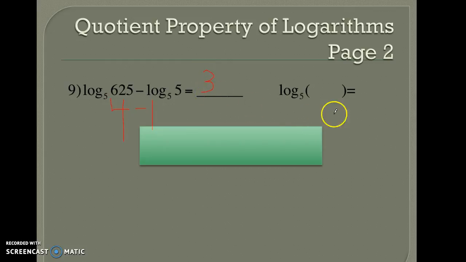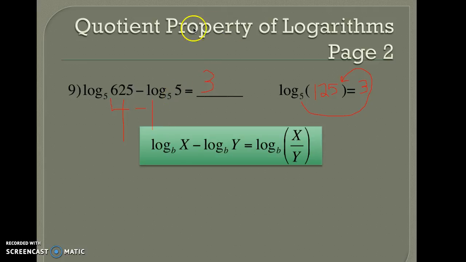So looking for a pattern, we want to know log base 5 of what is equal to 3. So we can use the log loop. 5 to the 3rd power gives us 125. And do the same thing for problems 10, 11, and 12. Looking at the pattern, we see to get the 125, we take the 625 and divide by 5. In general, this property can be summarized as log base b of x minus log base b of y equals log base b of x divided by y. This is known as the quotient property of logarithms.